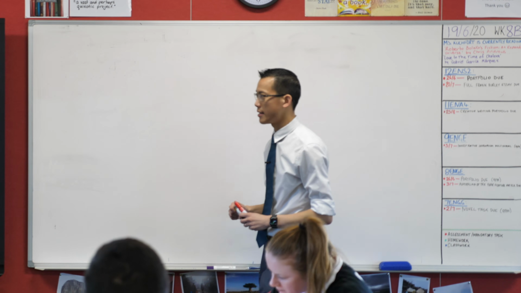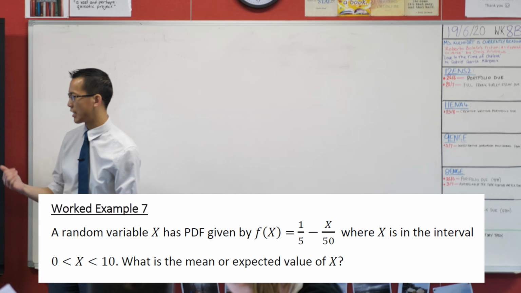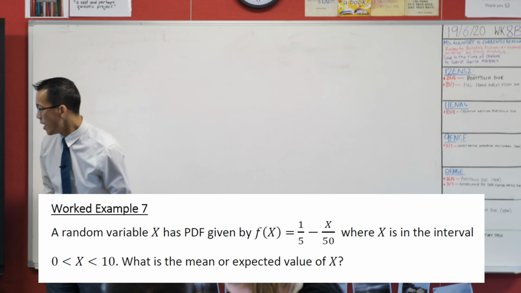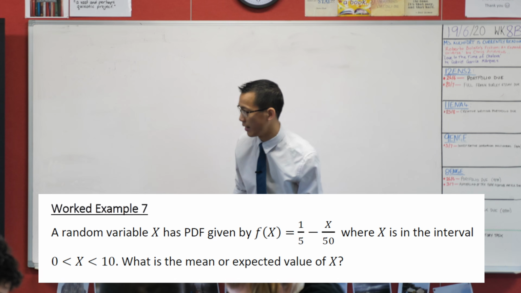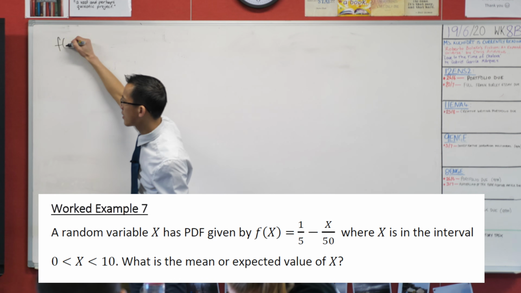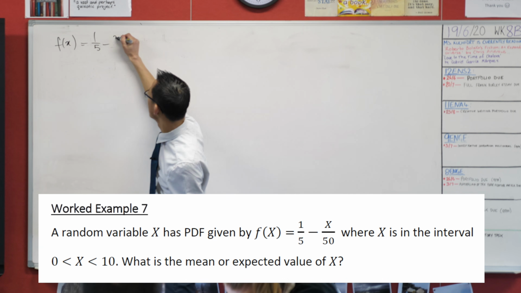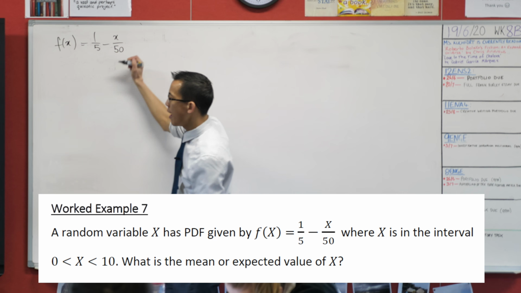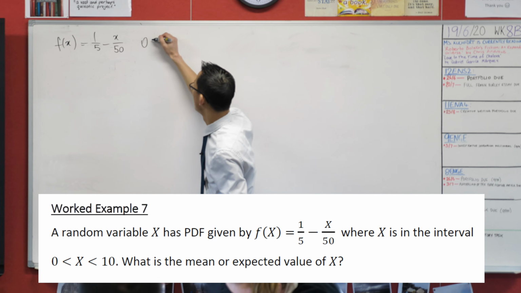So let's have a look at it together. It says a random variable x has a probability density function given by that, where x is in the interval between 0 and 10. Okay? We should write some of this down. This is going to be important, right? So I've got this f of x. I'm going to write it with lowercase x's because I'm slightly lazy. And then I have a domain restriction on x, so it's between 0 and 10.